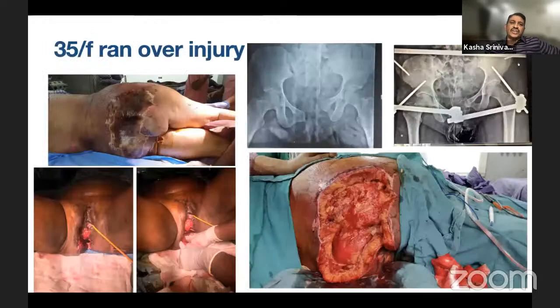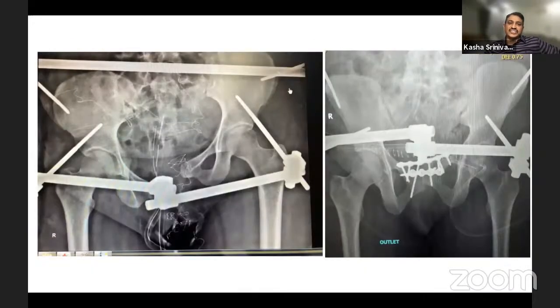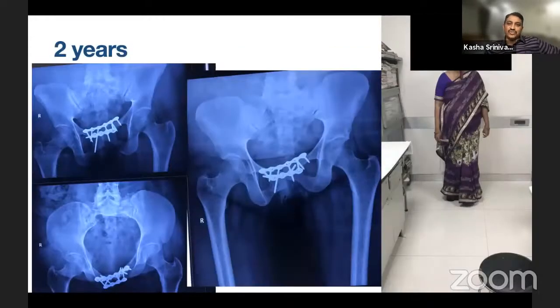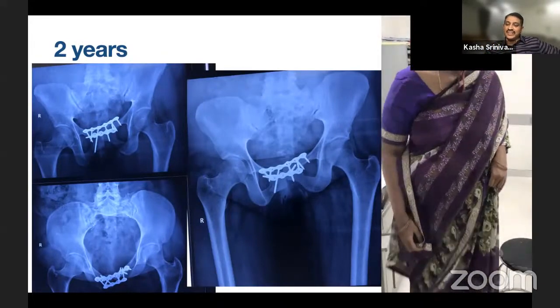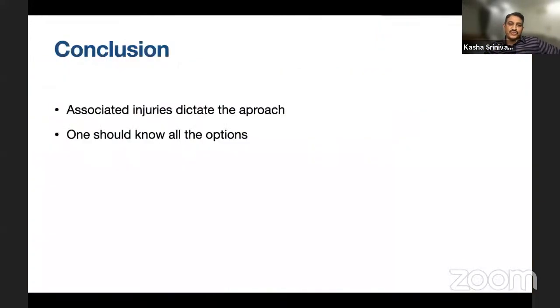And here is a 35-year-old female, run-over injury, Morel-Lavallée lesion, late presentation, and vertically unstable injury. You can see the vulval injury and perianal laceration, and all that is degloved. And in these cases, your soft tissue won't allow you to fix it posteriorly. It's only anterior fixation, initially with the supraacetabular pins, followed by plates once the patient got stabilized and the posterior part started to heal. And although the reduction is not good, that is the 2-year postoperative outcome of the same patient. You can see the vertical displacement, but the ring is stable and the patient is able to do her activities.